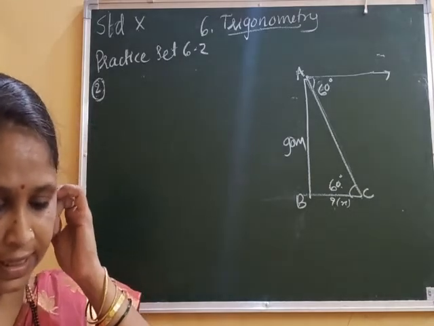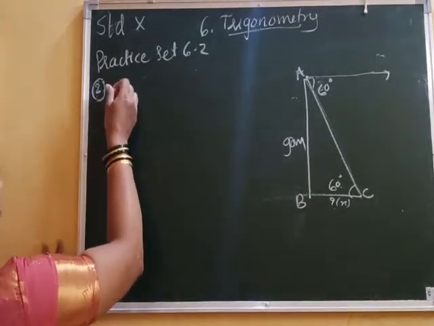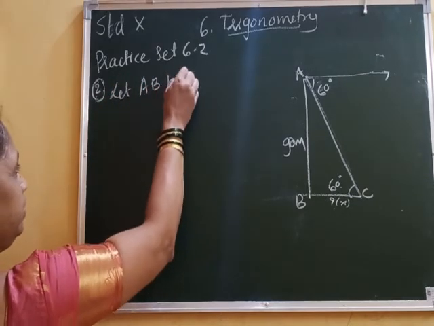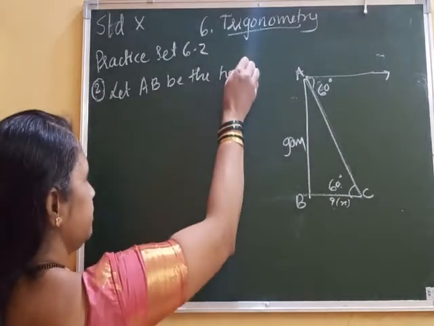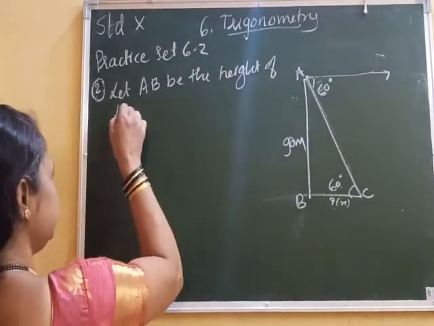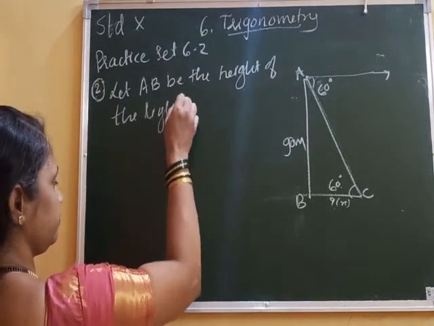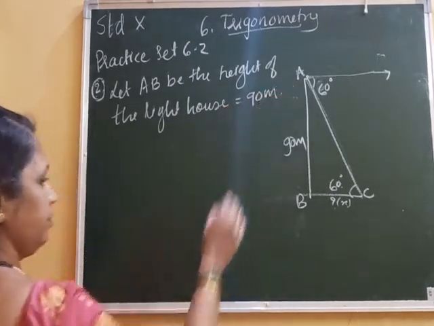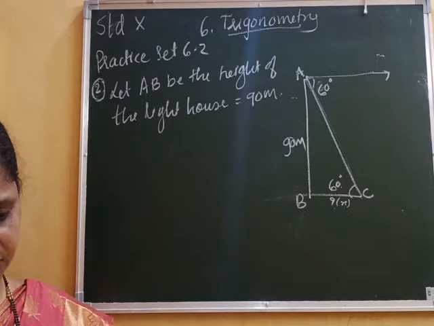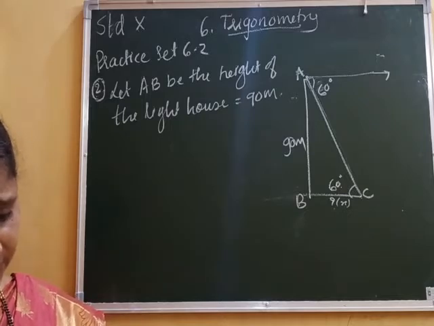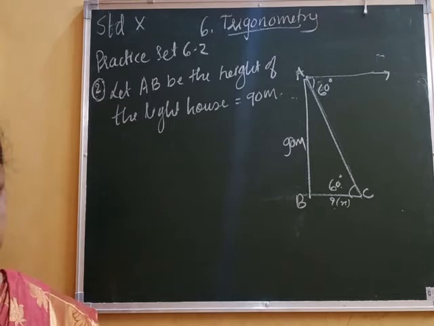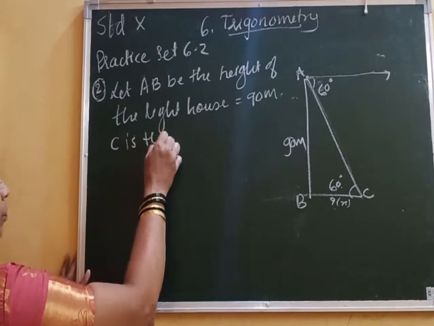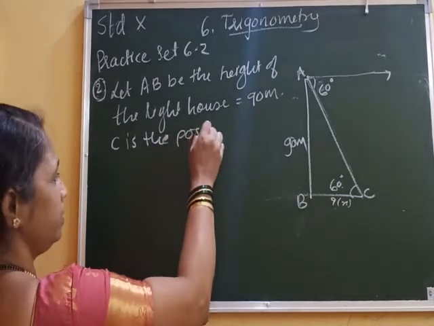So here what you have to write? Let AB be the height of the lighthouse, which is equal to 90 meter. Okay. Now next what they have said, where is the ship? Ship is at the C point. So C is the position of the ship.